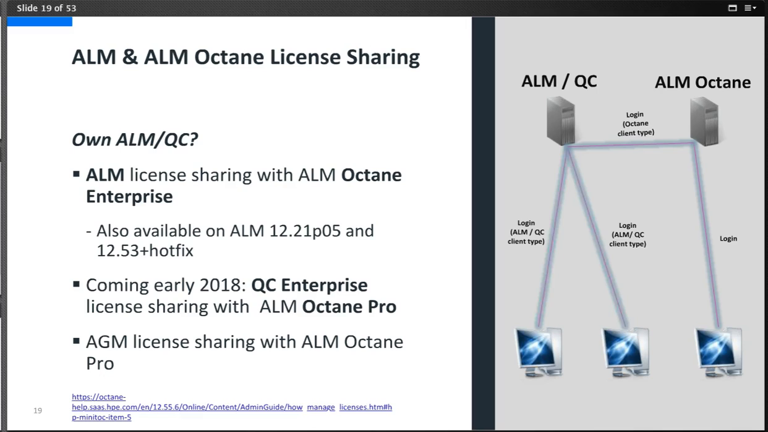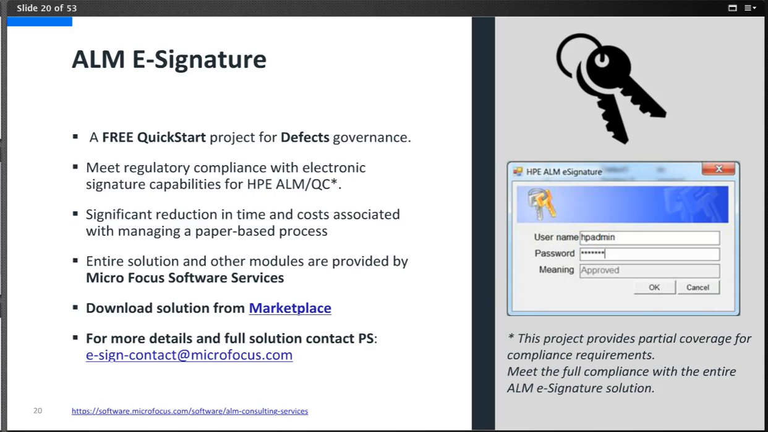So you can enjoy that whole entire suite of ALM and Quality Center and ALM Octane using the licenses that you already own. So with version 12.55, we have the ability to easily move those licenses from whichever solution you want to access. If you also are an Agile Manager customer, that license sharing is also available with ALM Octane. If you want more details around how to implement this, how to go about this, please contact your customer support team or your account rep, and they're going to easily be able to walk you through that process as well.